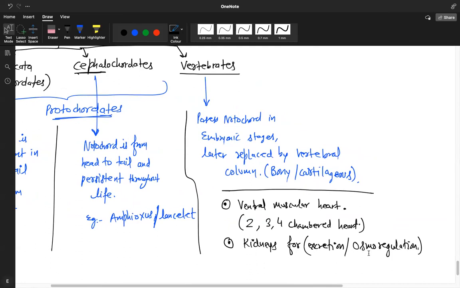Anyone remembers osmosis? Diffusion? Yes, Iram. You're mute, Iram. If you're speaking, you're mute. So, osmoregulation is a process that regulates the osmotic pressure of fluid inside the body.